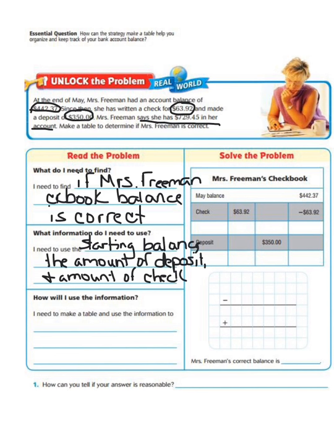Now, if you look, we've got 1, 2, 3 sets of numbers, so we know we cannot answer this problem in just one step. This is going to be a multi-step. Now, how will I use the information? I need to make a table and use the information to subtract the amount of the check that she had written out, and then add the amounts of the deposit.